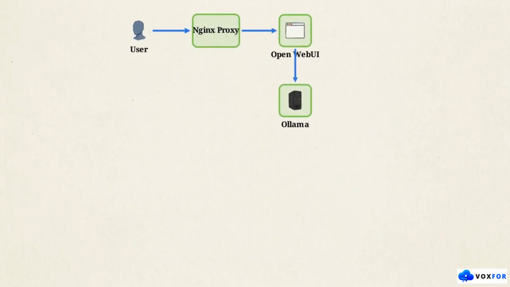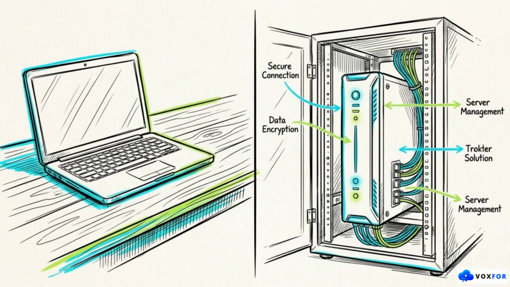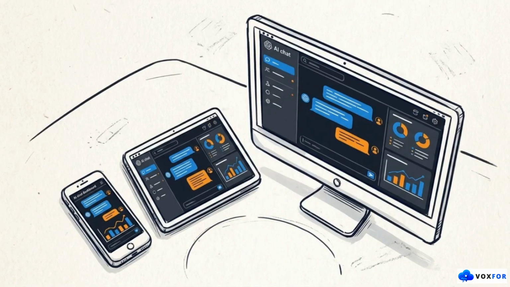To build this pipeline, you need an Ubuntu VPS, a custom domain, and basic SSH access. Shifting this entire architecture from personal hardware to a dedicated remote server is the only reliable way to keep your AI data private, while ensuring you can access it from any device at any time.